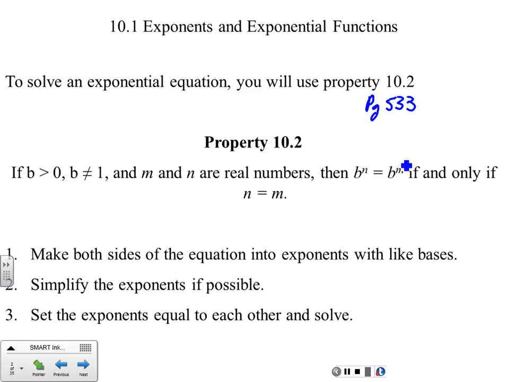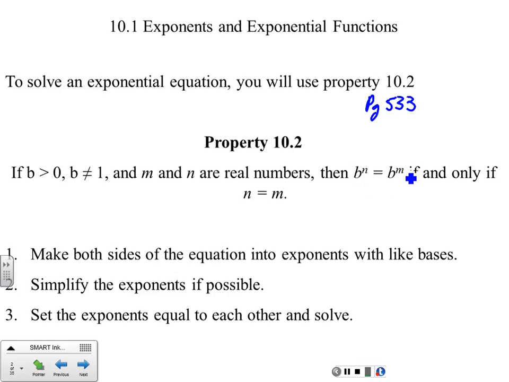So in other words, this is the setup, okay? If you have two exponents that are set equal to each other, two powers that are set equal to each other, as long as the bases are the same, in order to solve this equation, you're going to take your exponents and set them equal to each other.